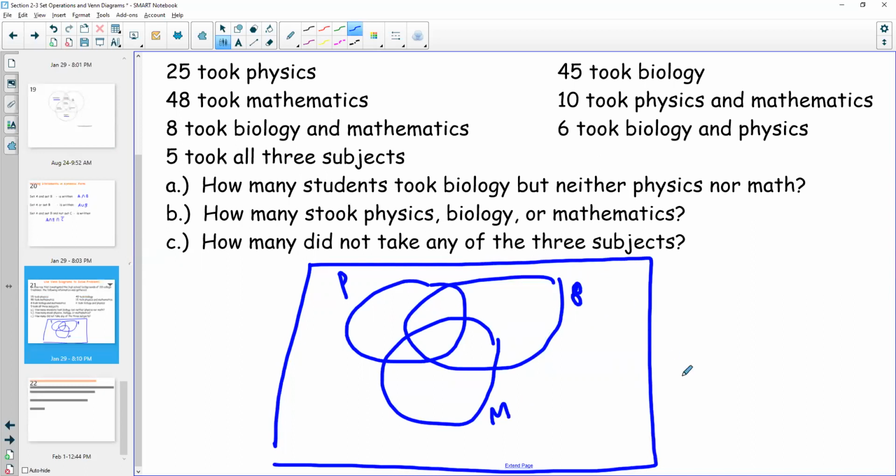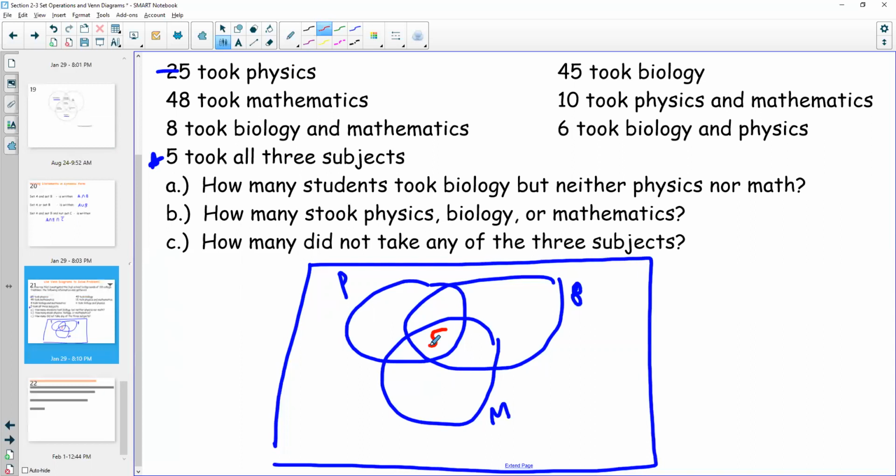All right, so here's the trick to making this work. You cannot start here with 25 took physics. You have to start in the center. If this is something you tried and you got all kinds of crazy numbers, that's why. You must start in the middle. So there are 5 kids that took all 3 subjects. I'm going to put that right here.